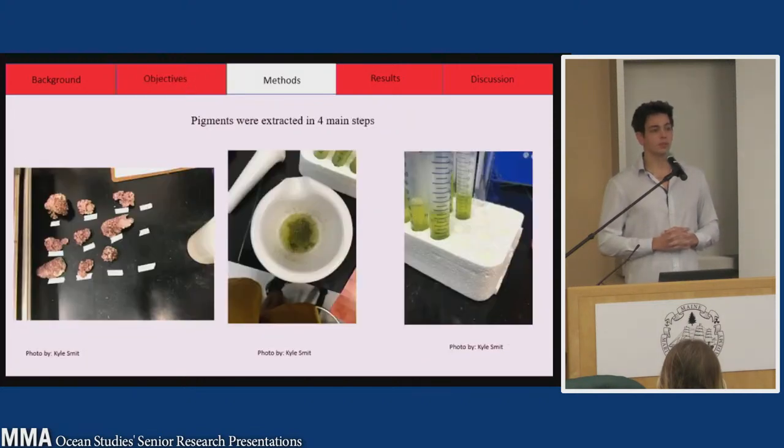In order to see how the pigments were doing, I had four main steps for extracting them. However, first I had to go gather 9 samples of this algae at Wadsworth Cove, located here in Casting, Maine.